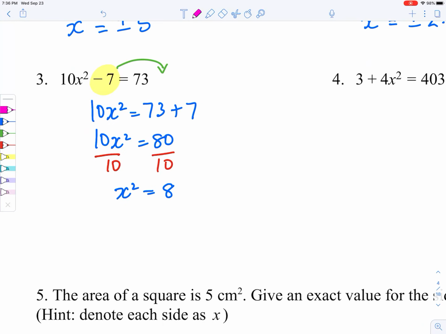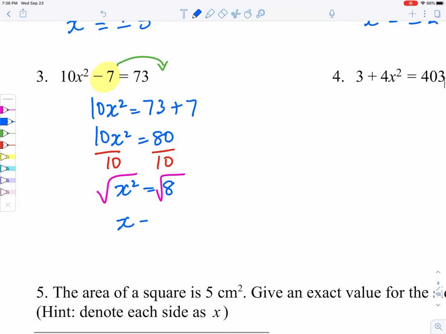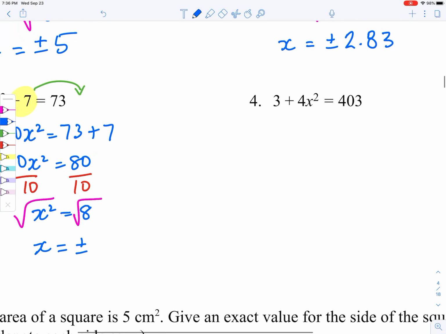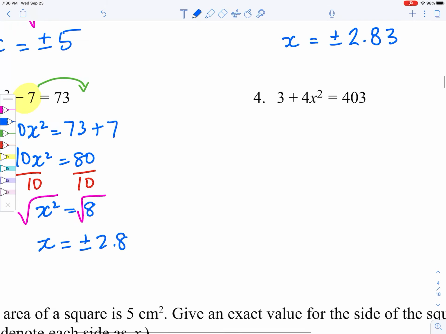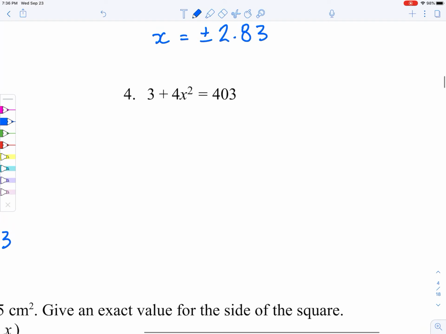Now I'm going to square root both sides. And we did this just in the last question. So x equals plus or minus 2.83.